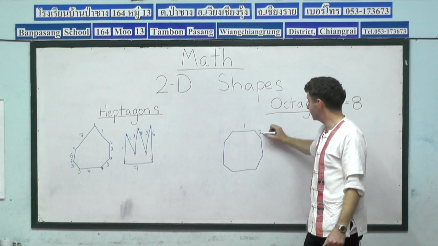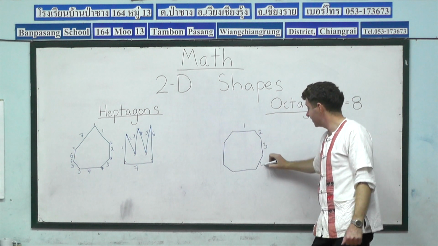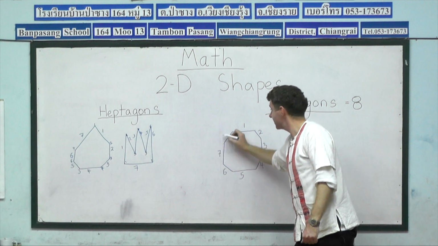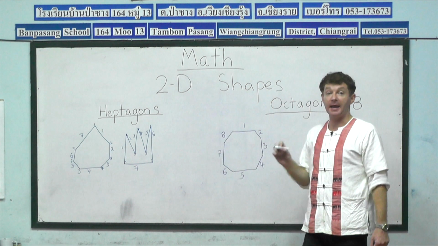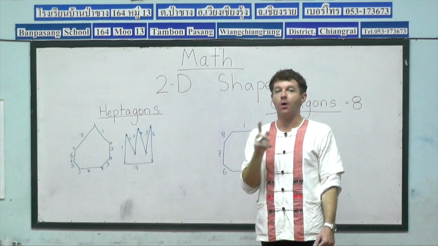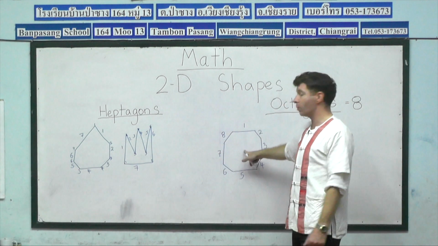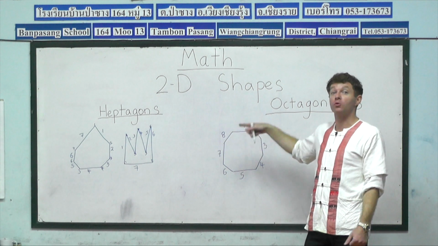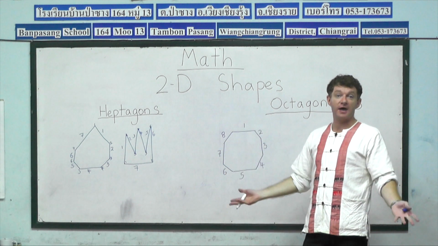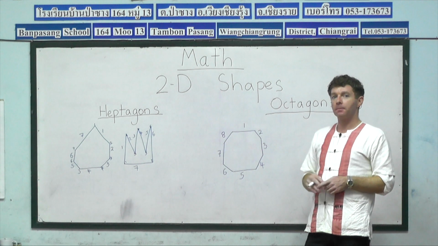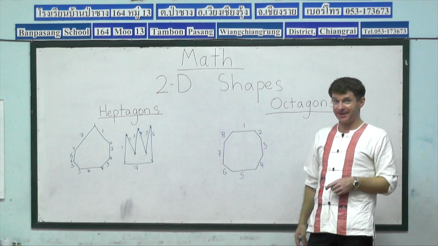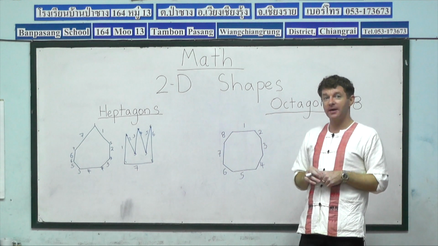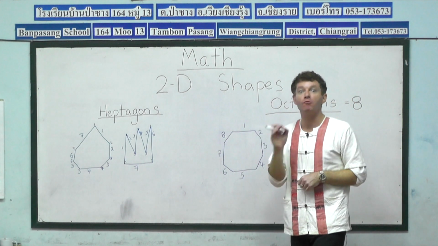1, 2, 3, 4, 5, 6, 7, 8. 8 sides, 8 corners, octagon. And this is what we would call a regular octagon. This is the type of octagon you'll mostly see on stop signs and things like that. But octagons can look like anything, as long as they've got 8 sides and 8 corners. So let's have a go at drawing an irregular octagon.